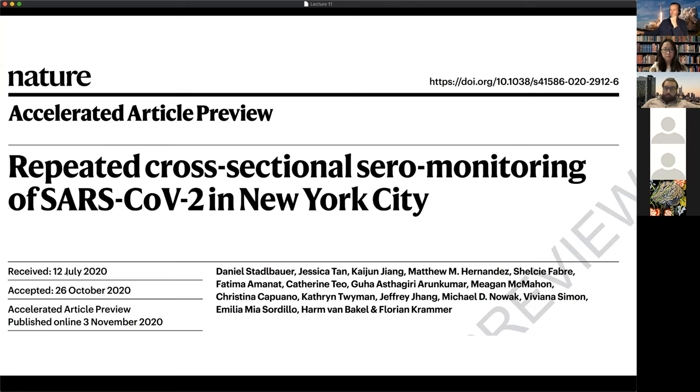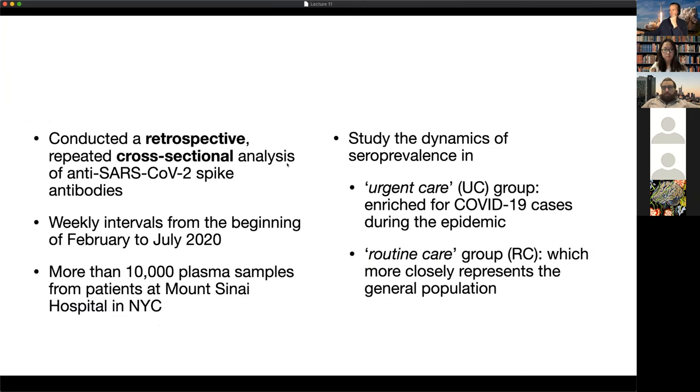So because there's about what looks like 3 months between reception and acceptance, it means there was at least one round of review. And the title of this paper is Repeated Cross-Sectional Seromonitoring of SARS-CoV-2 in New York City. The goal of that paper was, there were several goals, which we'll see, were addressed. And because it involves human subjects, and it's kind of a clinical trial kind of thing, except not really a trial, it's what's called a cross-sectional analysis.